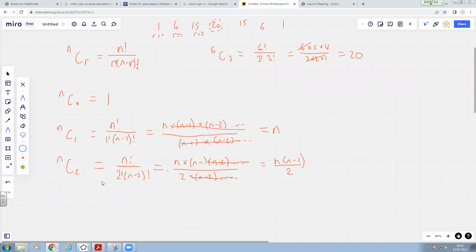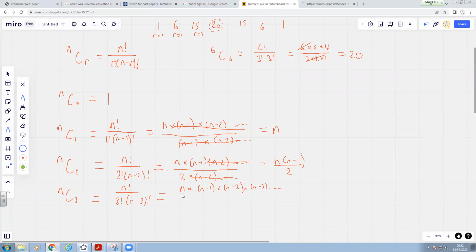Really handy to know this. Honestly, you're going to thank me for this at the end. n choose 3 is n factorial over 3 factorial times (n minus 3) factorial. Well, that comes to n times (n minus 1) times (n minus 2) times (n minus 3), and I'll just put dot, dot, dot, because you get the pattern.